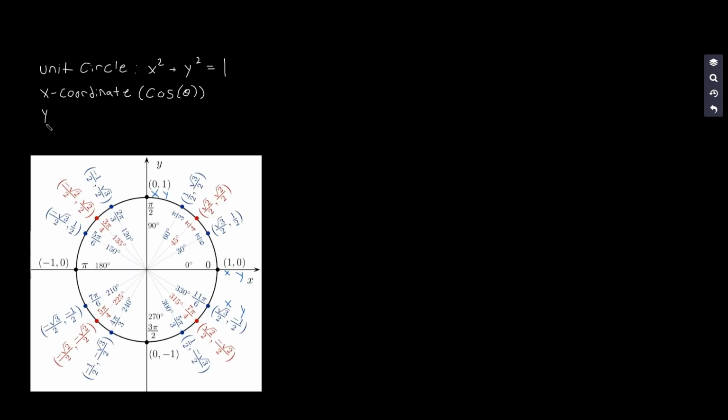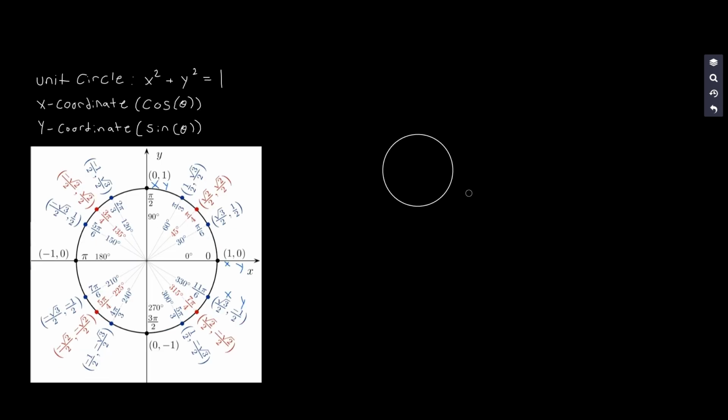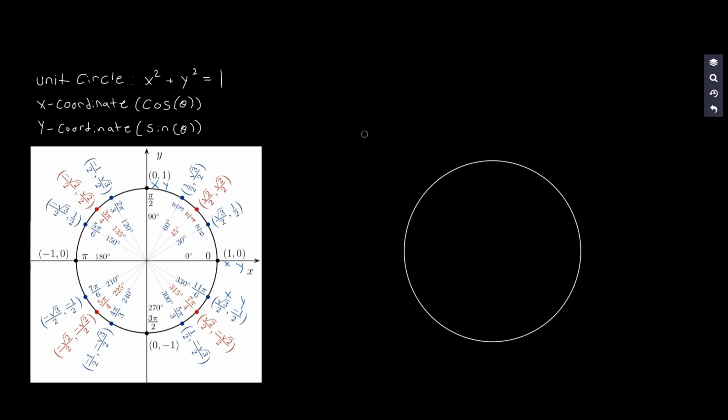Now, when it comes to the unit circle, the x coordinate is always going to be cosine, and the y coordinate is always going to be sine. Well, I've just generated a circle. Let's put some lines through it. This is not going to be perfect.